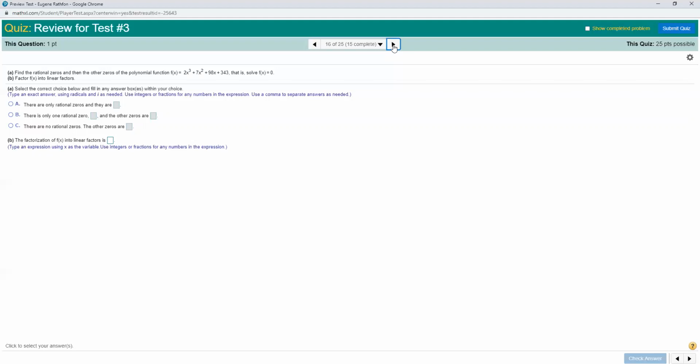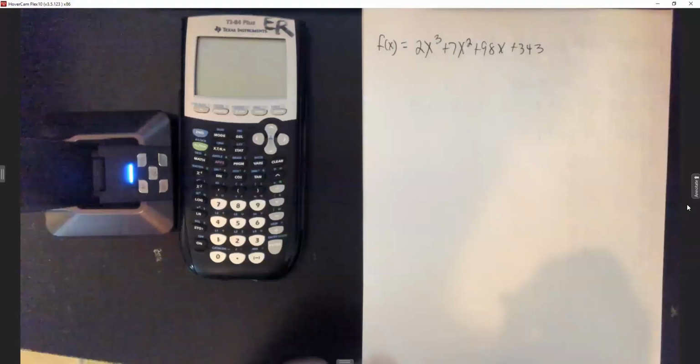So we're going to find all of our zeros and then factor it into linear factors. So let me share screens. All right, so the easiest way to find some of these zeros is to go and graph this thing. And let's look where it crosses the x-axis.